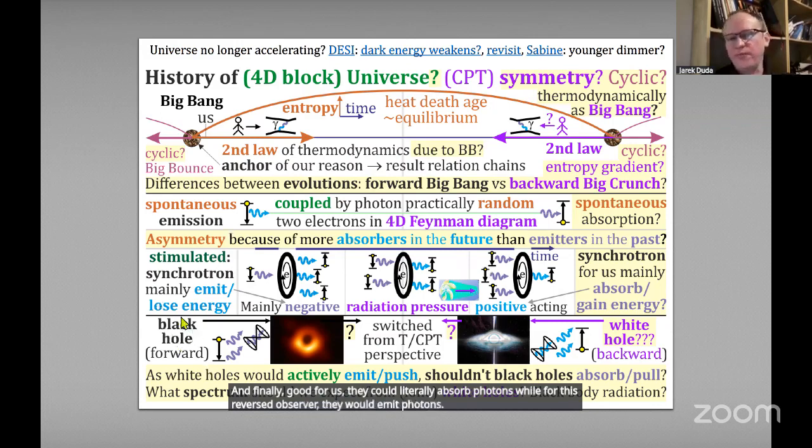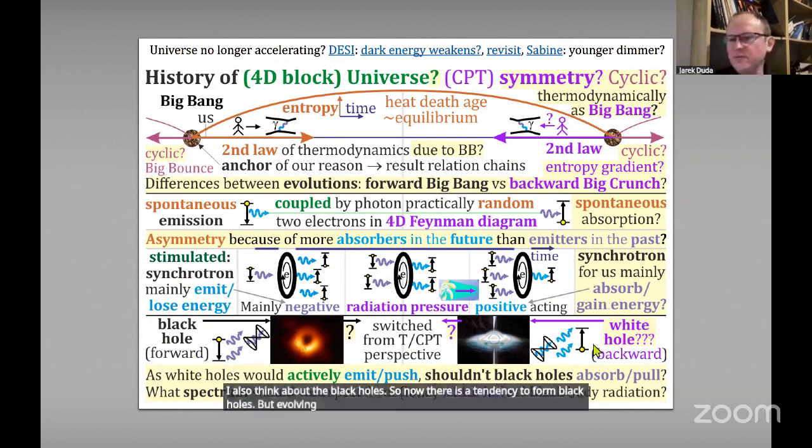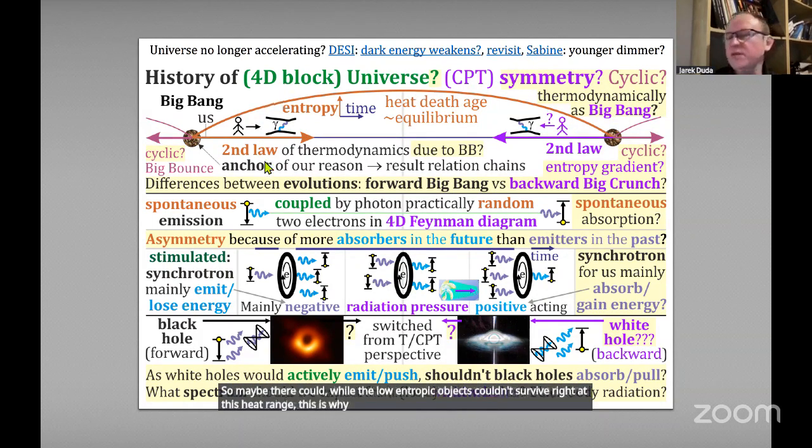Also, we could think about black holes. Now there is a tendency to form black holes, but evolving backward from the big bounce, assuming it was there, it would be reversed again. So the black holes created there, we would see as white holes. So while low entropic objects couldn't survive the later heat death age, these white holes might survive to our times, and maybe some shining dots might be white holes.